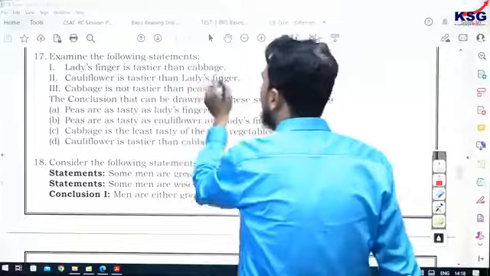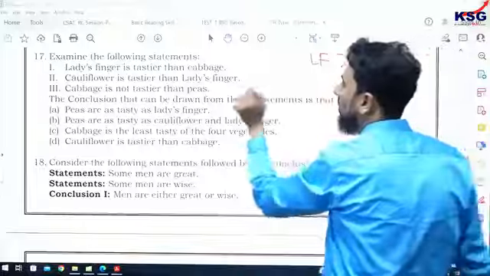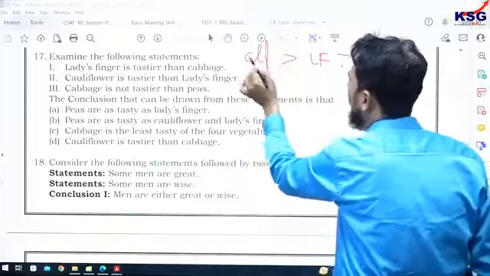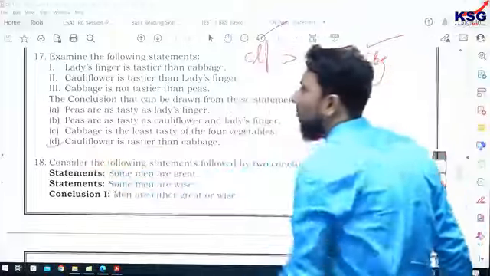So lady's finger is tastier than cabbage, and cauliflower is tastier than lady's finger, so cauliflower is tastier than cabbage. From here we get that cauliflower is tastier than cabbage, and that is given in option D.